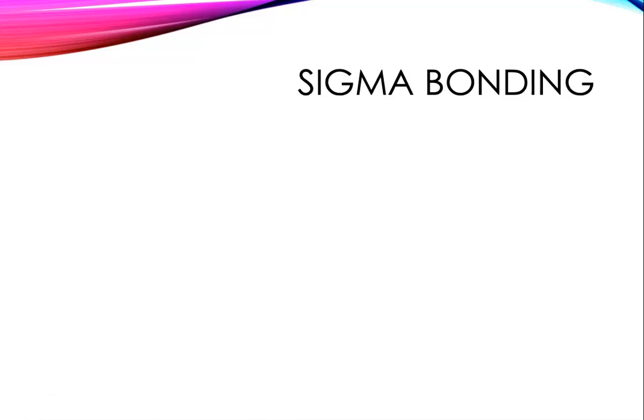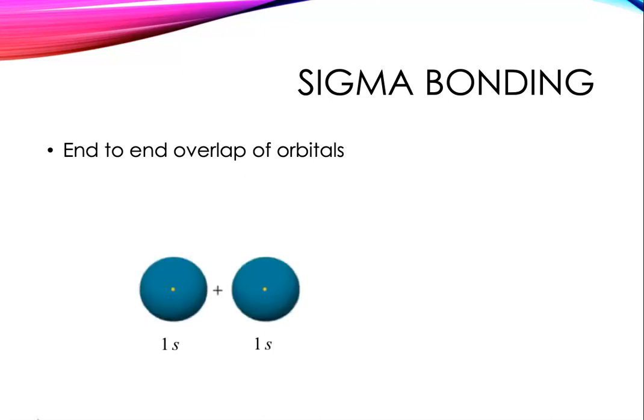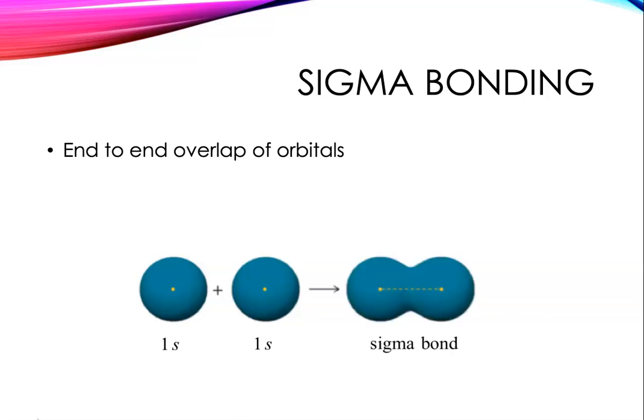What I just showed you is really an example of what we call sigma bonding. When the orbitals overlap in an end-to-end method, we call this a sigma bond. So I've got an s orbital with an s orbital, they come together, the orbitals overlap, and the electron density is shared between them, and that electron density is right along the internuclear axis. Look how much electron density is between the nuclei of the two atoms. This is a sigma bond.